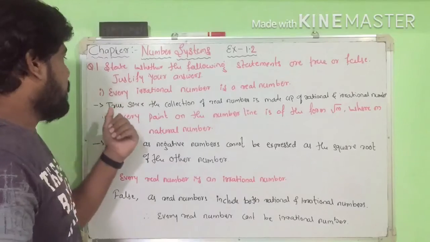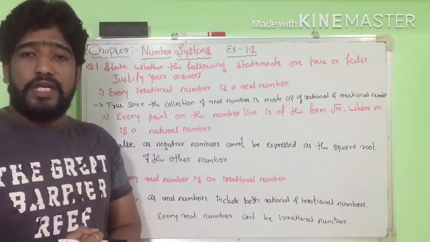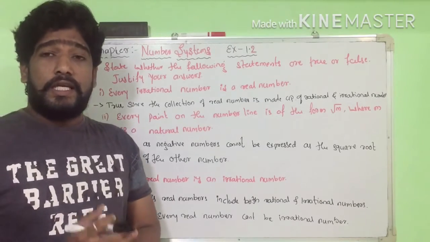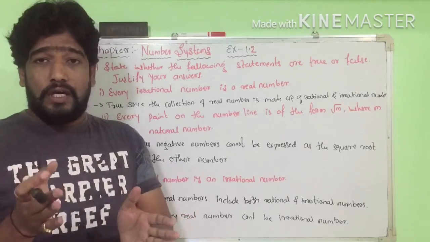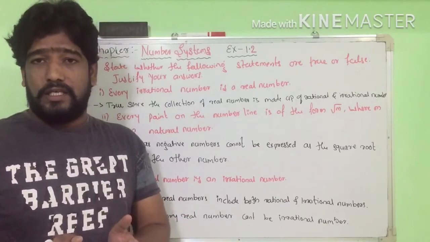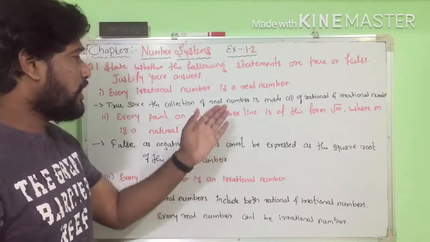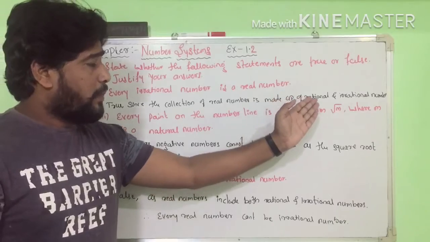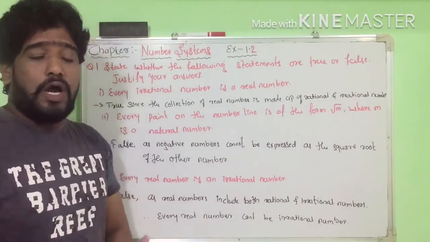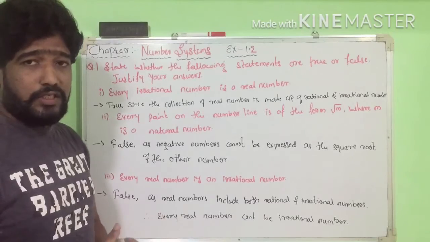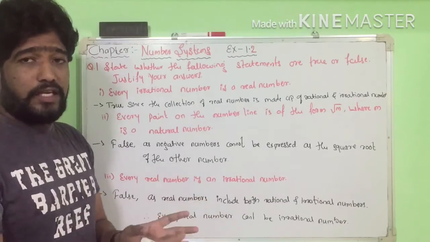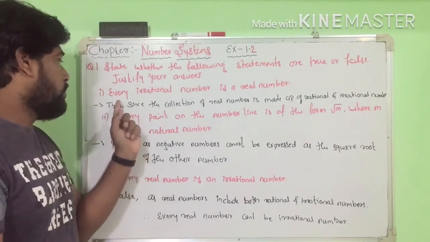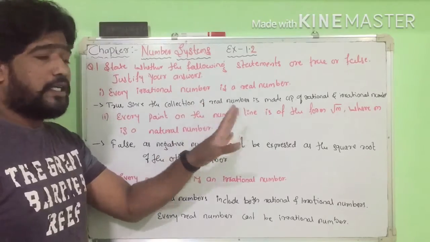The first statement given here: every irrational number is a real number. Yes, it is true, because the collection of real numbers is made up of rational and irrational numbers. Our real number definition also says that the combination of rational and irrational numbers is a real number. So the first one is true.